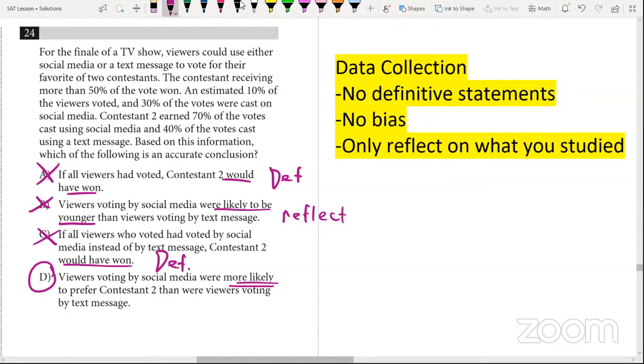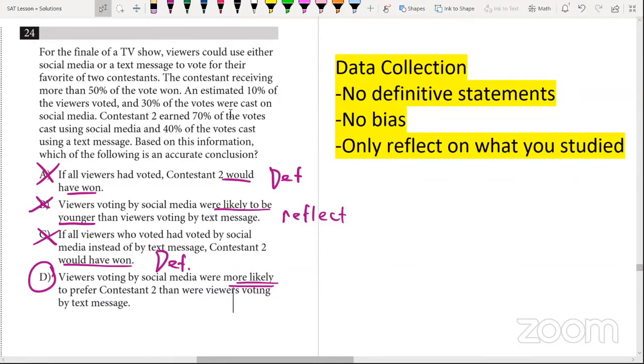30% of the votes were cast on social media. Contestant 2 earned 70% of the social media votes. And so therefore, it seems like contestant 1 earned 30% of the social media votes. So by what we studied, we found that viewers voting by social media were more likely. Likely is a word that takes the edge off. It wasn't saying if this were to happen, this definitely would happen. It's just a little lighter in its wording. So it's more of the idea of the definitive statement.